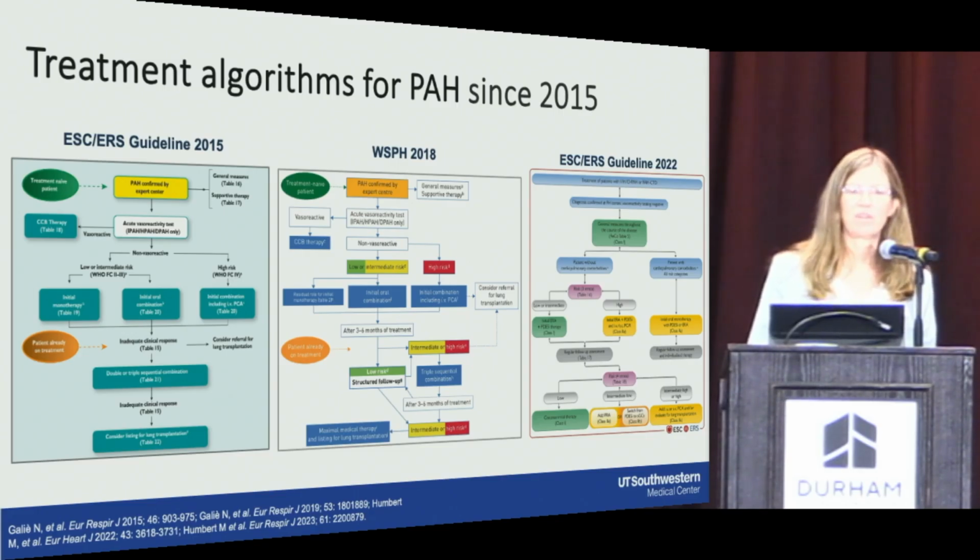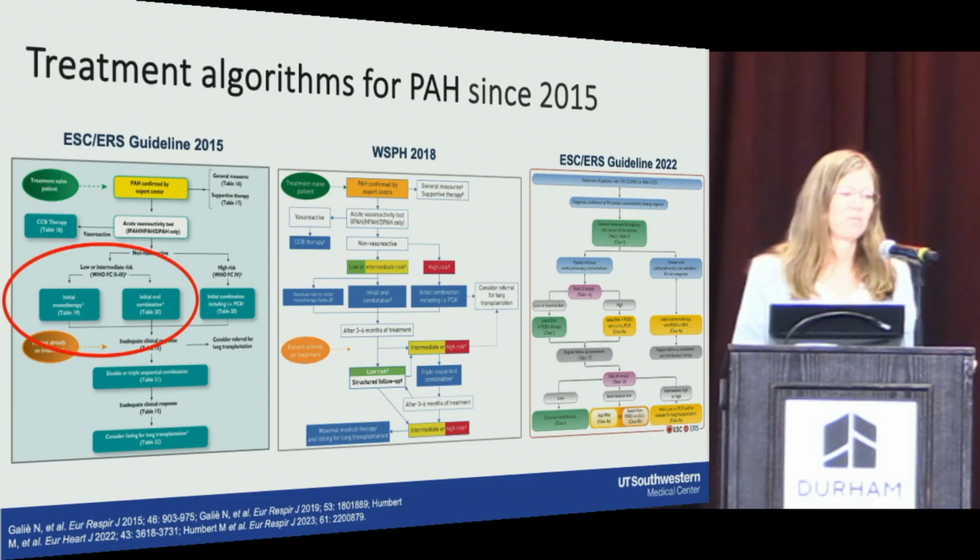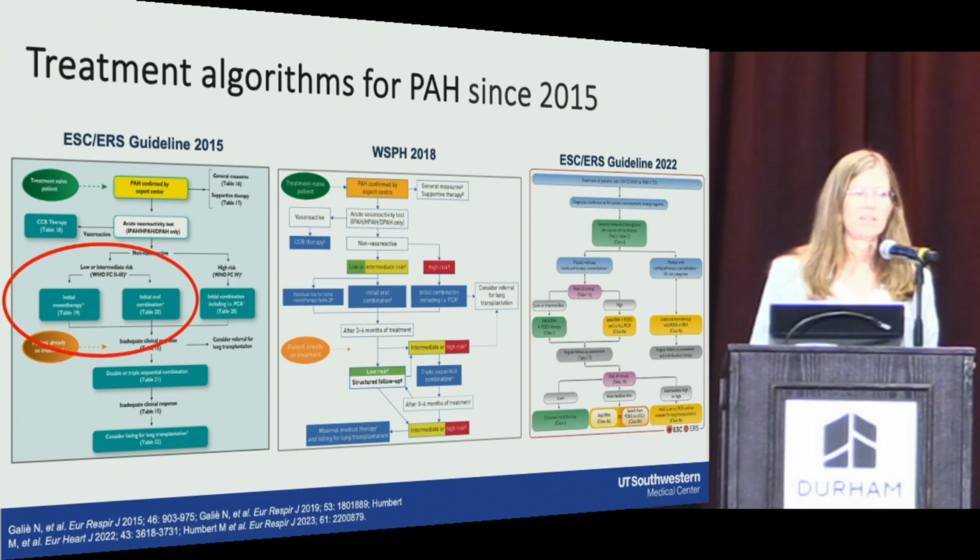I started with 2015, which is the year that Ambition was also published, and which I will show in a little more detail in a minute, because it was a really important trial. It's what really changed therapy to the point of at least considering upfront combination therapy. The guideline that came out that year from the Europeans had two pathways: initial monotherapy or initial combination therapy. Both were considered options at this point.